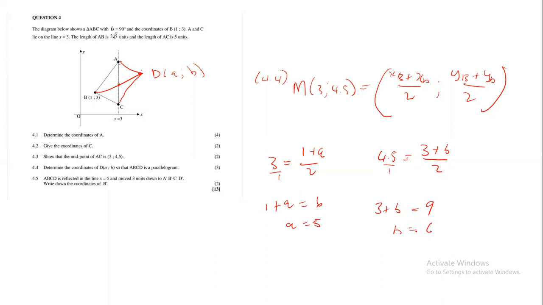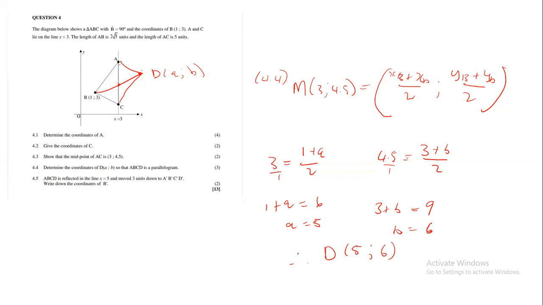6, 7, 8, 9. Yeah, it's going to be 6. Therefore, b in this case is going to be positive 6. But the question said to us, determine the coordinates of d, which is a is to b. Because they said coordinates, they didn't say determine a and b, they say coordinates of d. So that means you're going to say it's 5 is to 6, because this is x and that is y. Therefore, that's how we solve this question.